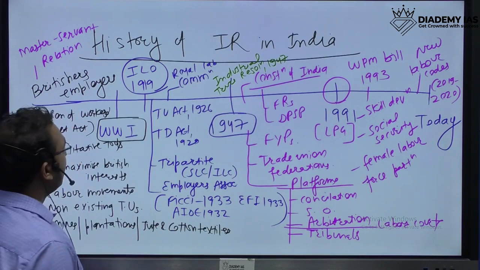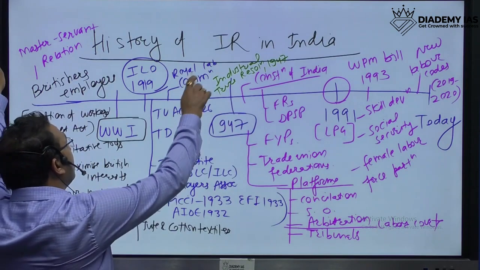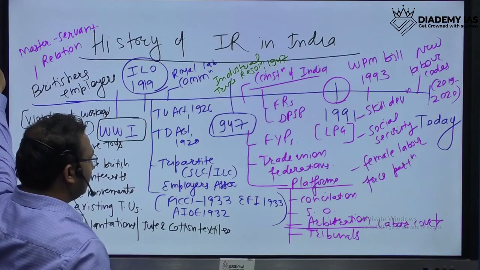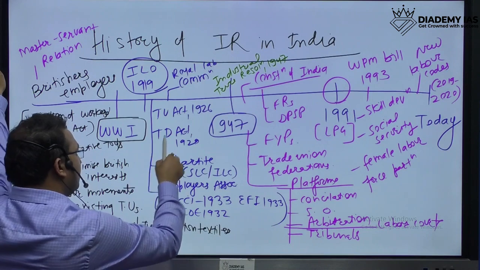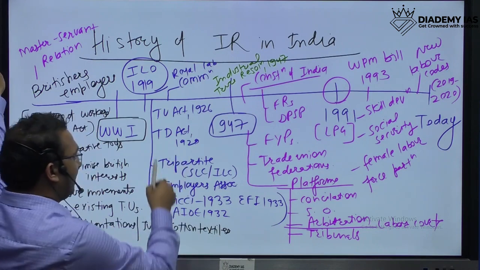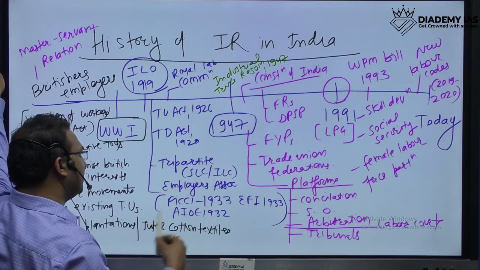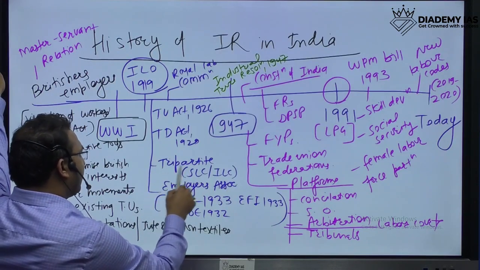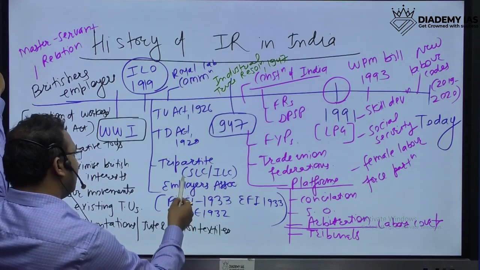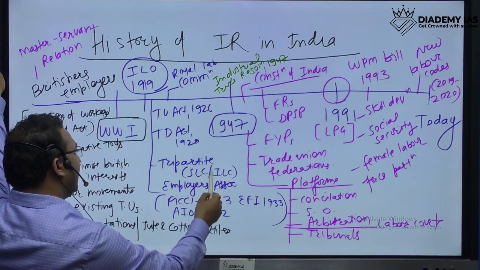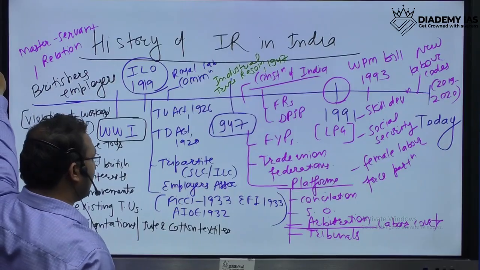Now, what are the important developments that happened after the ILO? First of all, there was a Royal Labour Commission. There were important acts like the Trade Union Act 1926 and the Trade Disputes Act 1929, and later on this was converted into the Industrial Disputes Act. Then we had tripartite bodies, that means three bodies coming together: the Standing Labour Conference and the Indian Labour Conference. These bodies also came into play.